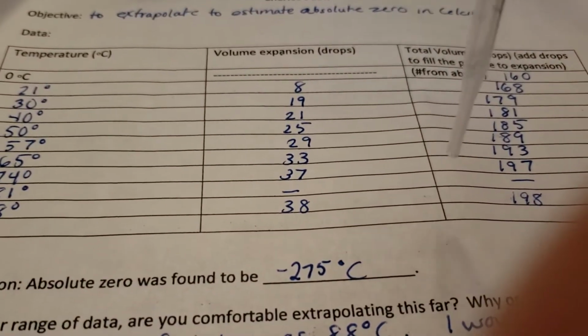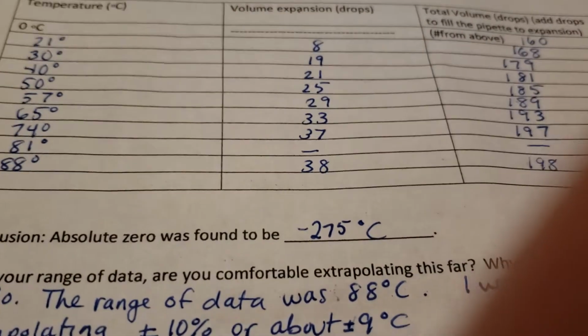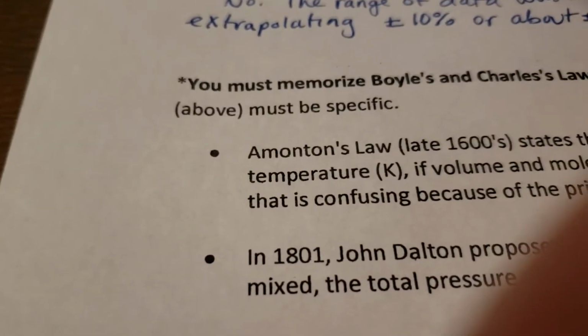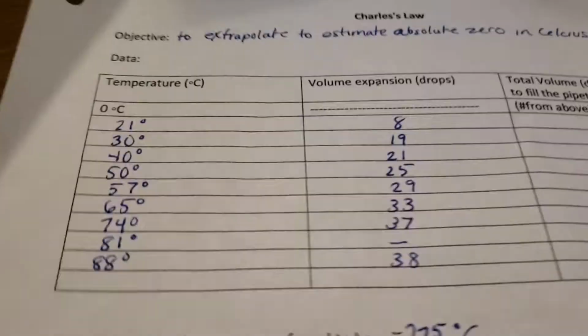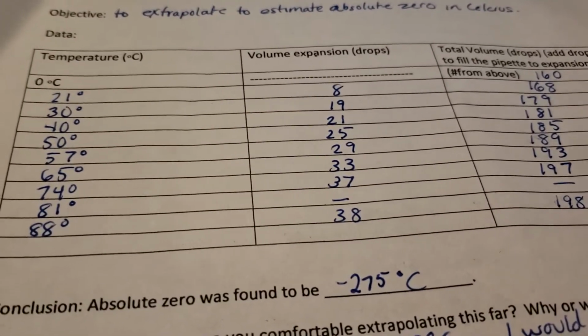You want to make sure when you're dropping that you are straight up and down, so that your drop size is even, right? If you're kind of crooked, the angle change can affect your drop size, so you have to be careful about that. So that would be water volume. At 0 Celsius, 160 drops of water fit in the pipette.